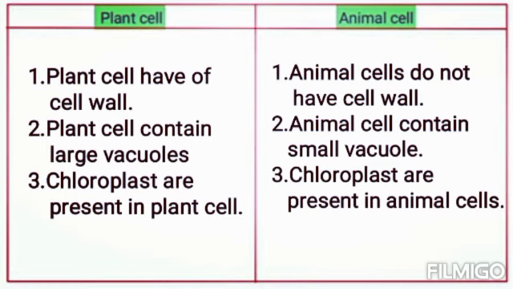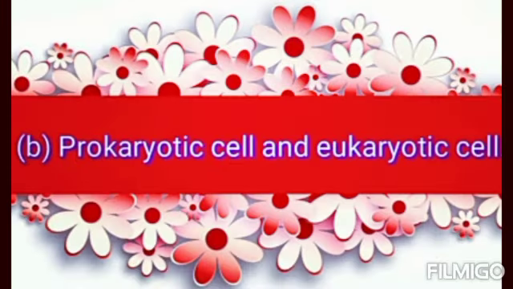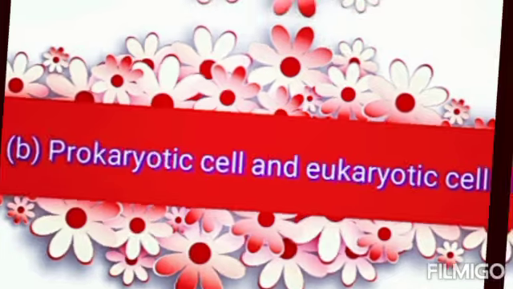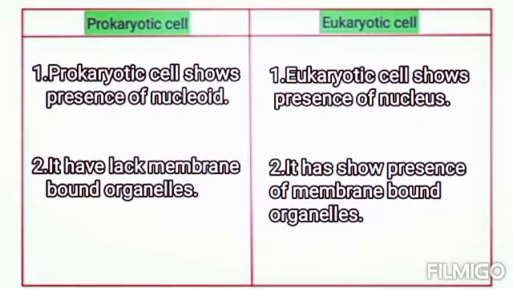B. Prokaryotic cell and eukaryotic cell. Prokaryotic cell. First, a prokaryotic cell shows presence of a nucleoid. Second, it lacks membrane bound organelles. Eukaryotic cell. First, a eukaryotic cell shows presence of a nucleus. Second, it shows presence of membrane bound organelles.